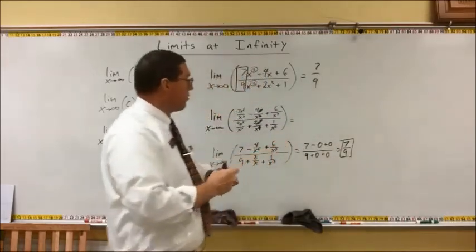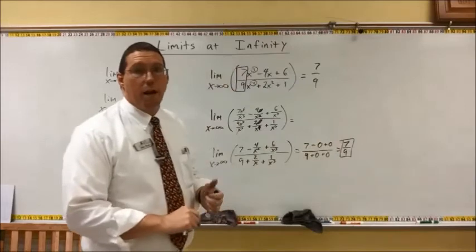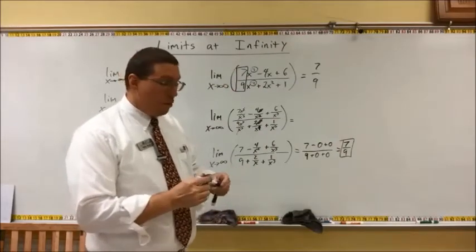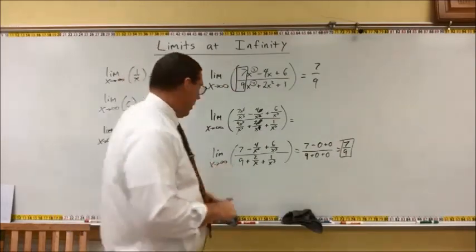Which, that is the right answer, 7 over 9, right? So 7 over 9, okay? All right, let's try the third kind of limit at infinity.